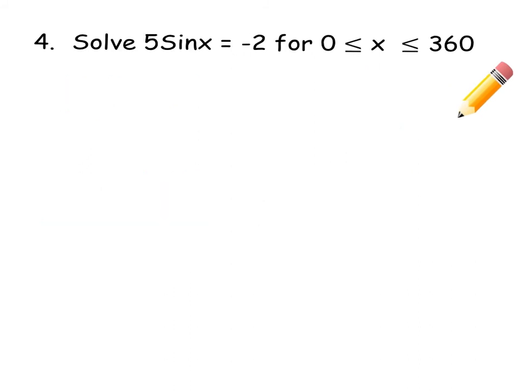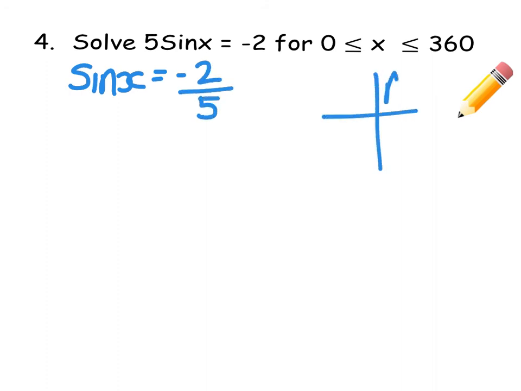One last example, this one's a little bit different. You'll notice it's not sine x equals, there's a 5 in front. So this is just a wee lead into what's coming up next, because there will be a bit of changing the subject involved at the beginning. If there's a 5 in front of the sine, we have to divide by the 5. So really my question is sine x equals negative 2 over 5. Sine is negative, so when I do the table, I don't tick sine, I tick the other two. I tick tan and cos.